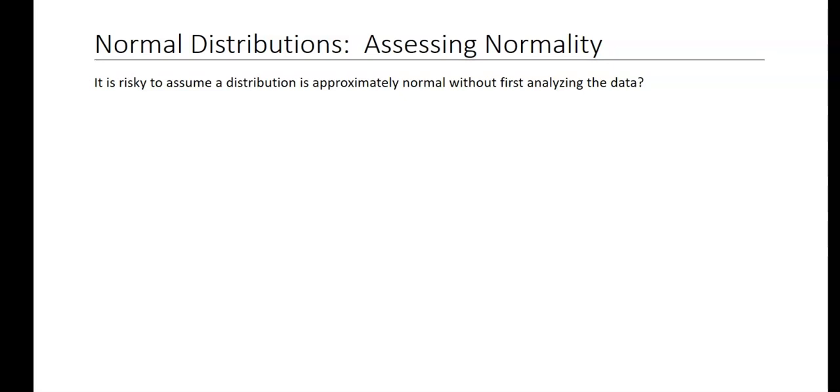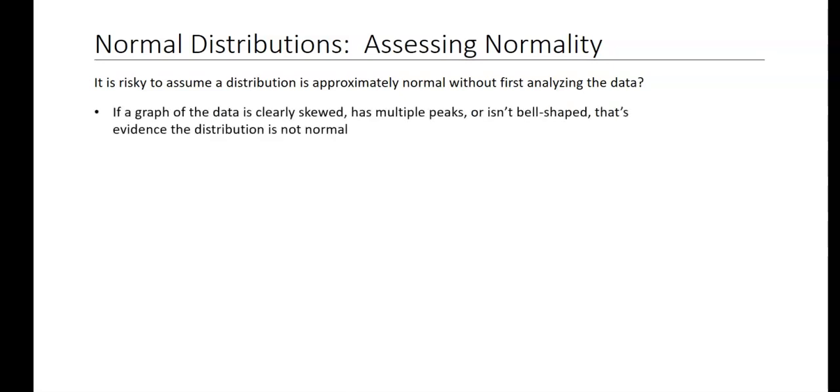Is it risky to assume a distribution is approximately normal? It can be. If the graph is clearly skewed, has multiple peaks, or isn't bell-shaped, that's enough evidence to say this is not normal, right?